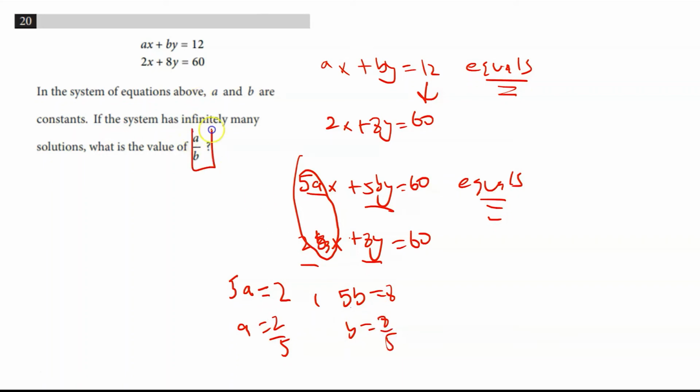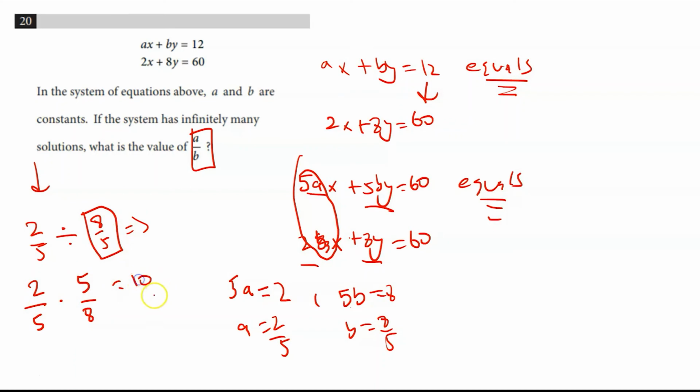However, we want the value of A divided by B. So A is 2/5 divided by 8/5, which is our B value. This is the same as multiplying by the reciprocal, right? So this can be written as 2/5 times 5 over 8. Multiplying this out, we have 10 over 40. So A over B is 1/4.